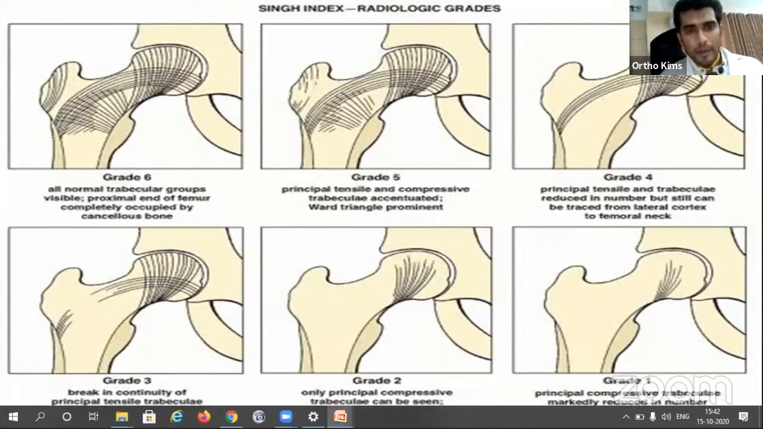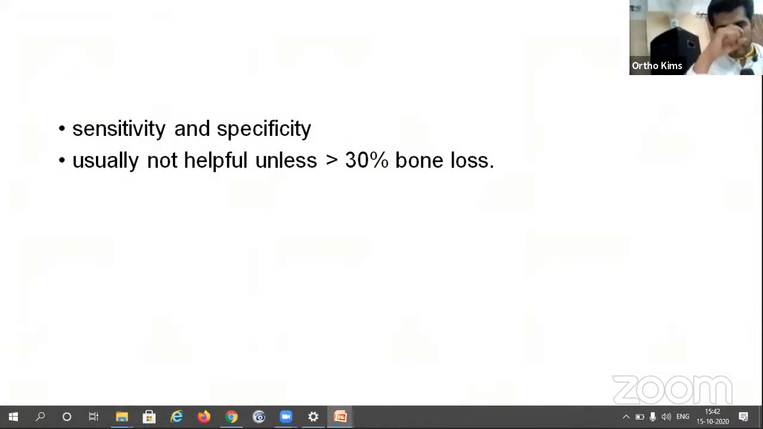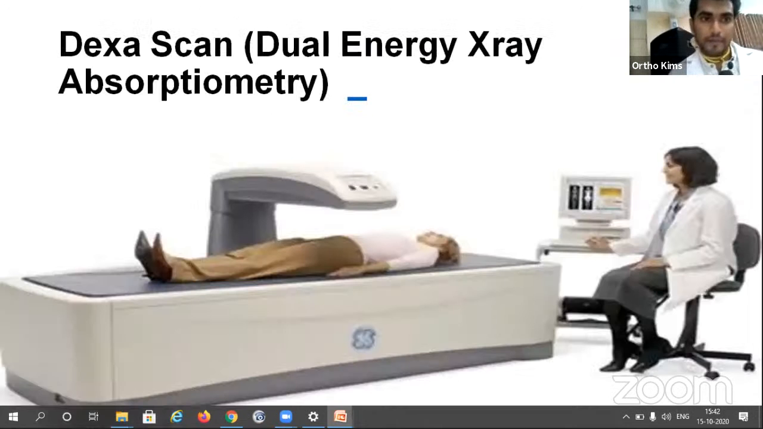In grade 5, principal tensile and compressive trabeculae accentuated, quadrangle prominent. In grade 6, all normal trabecular groups visible, proximal end of the femur completely occupied by cancellous bone. This index is not usually helpful unless the bone loss is more than 30%.